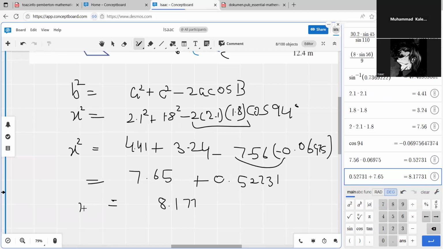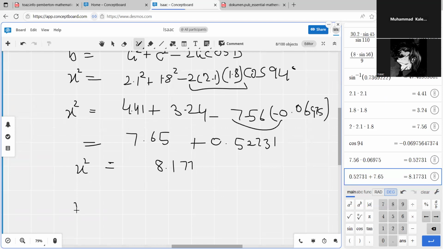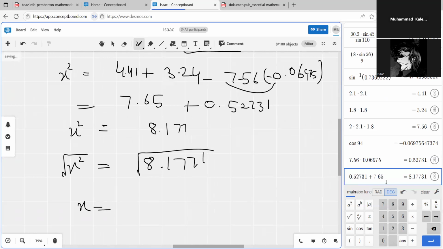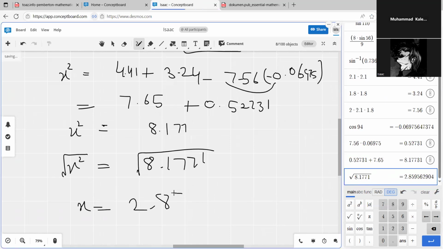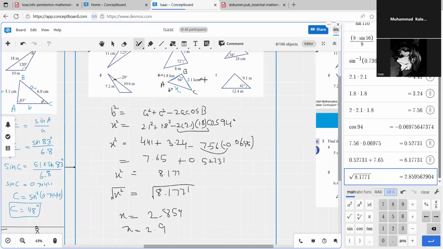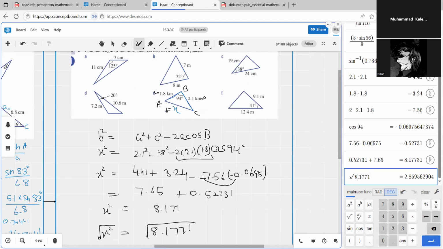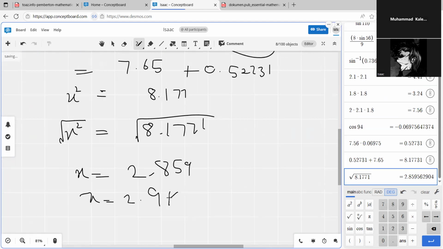So its answer is 8.177. This is not the value of x. We have to take the square root because this is the value of x square. So as we take the square root, x will be equal to the square root of 8.1771, and its answer is 2.859. We just have to write x is equal to 2.9 kilometer, because other sides were in kilometer, so this one will also be in kilometer. Do you understand it?